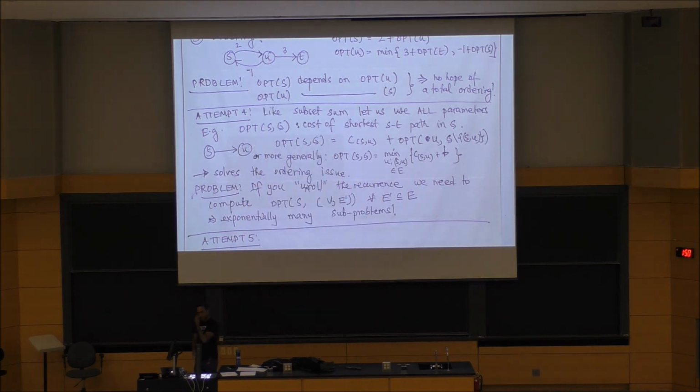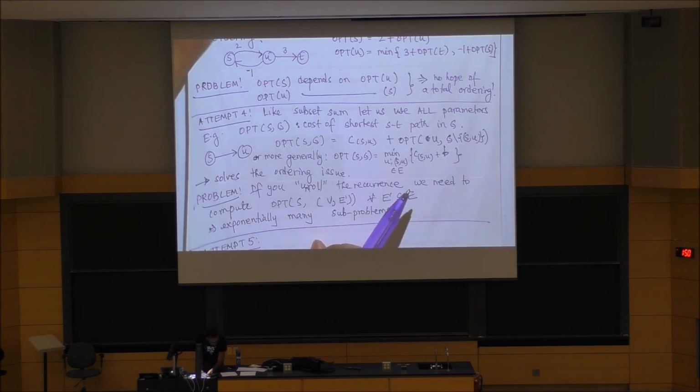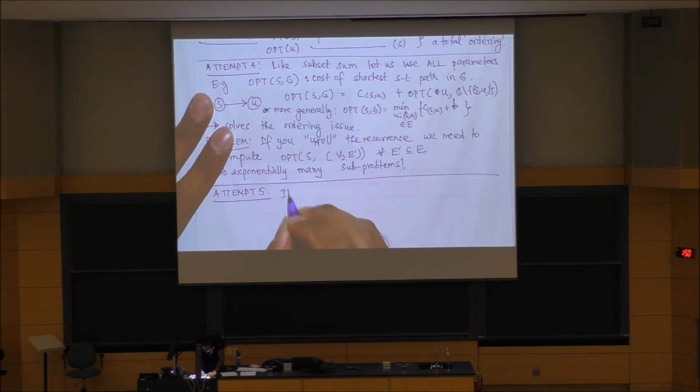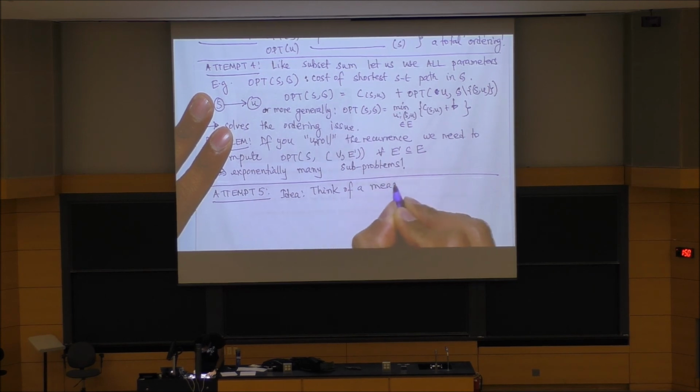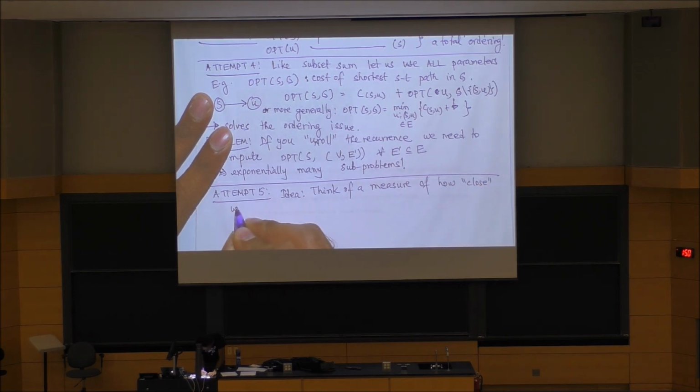And this is the main insight in most dynamic programming algorithms: sometimes you have to introduce a parameter that's not directly given in the problem statement. So you have to extract the parameter that's relevant and then solve it. So the idea is, think of a measure of how close we are to the final destination T.